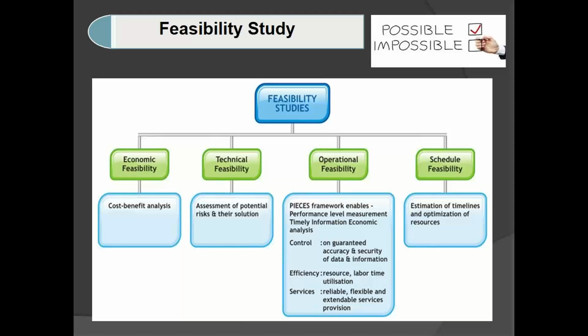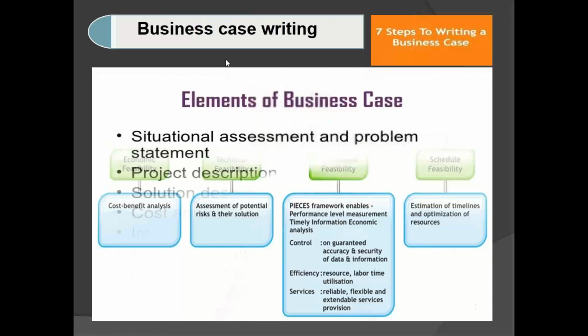And operational feasibility means whatever you have developed should be usable in practice. If you develop something but are unable to use it in practice, then it is a waste. So each and every requirement has to satisfy these 4 feasibility parameters. Okay. Then the last one is business case writing.